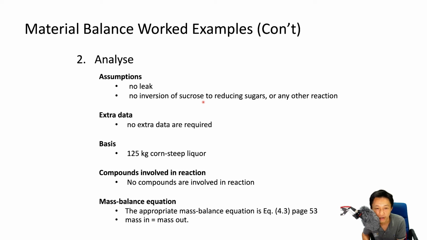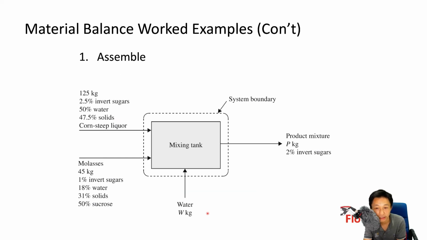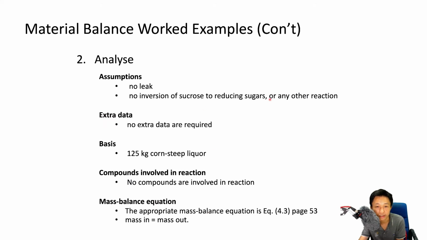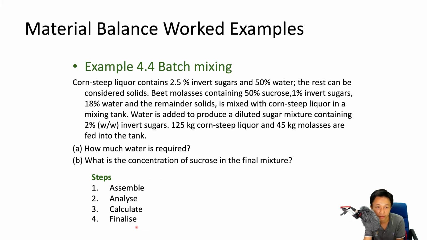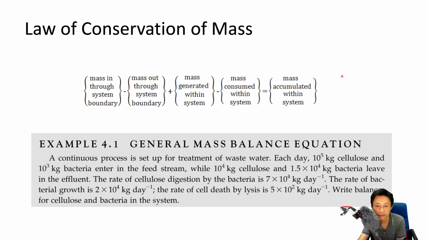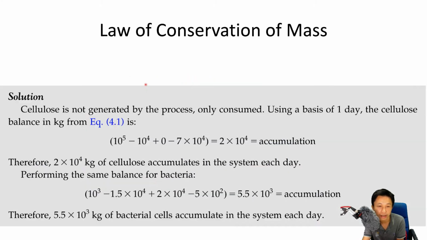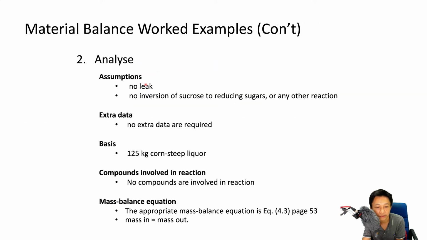So we have 125 kilograms of corn steep liquor, and we need to check which compounds are involved in the reaction. We don't have a reaction, right? It's a mixing tank only. No reaction occurs, so we have only mass in and mass out. No accumulation also, this one is 0. So we have only mass in equal to mass out. That's it for this system.